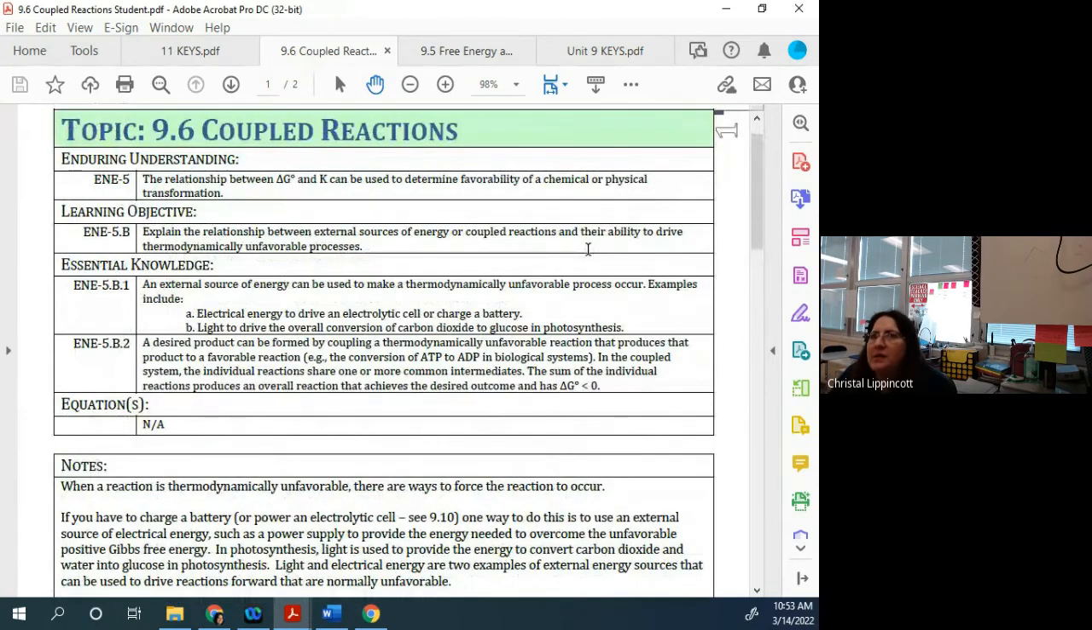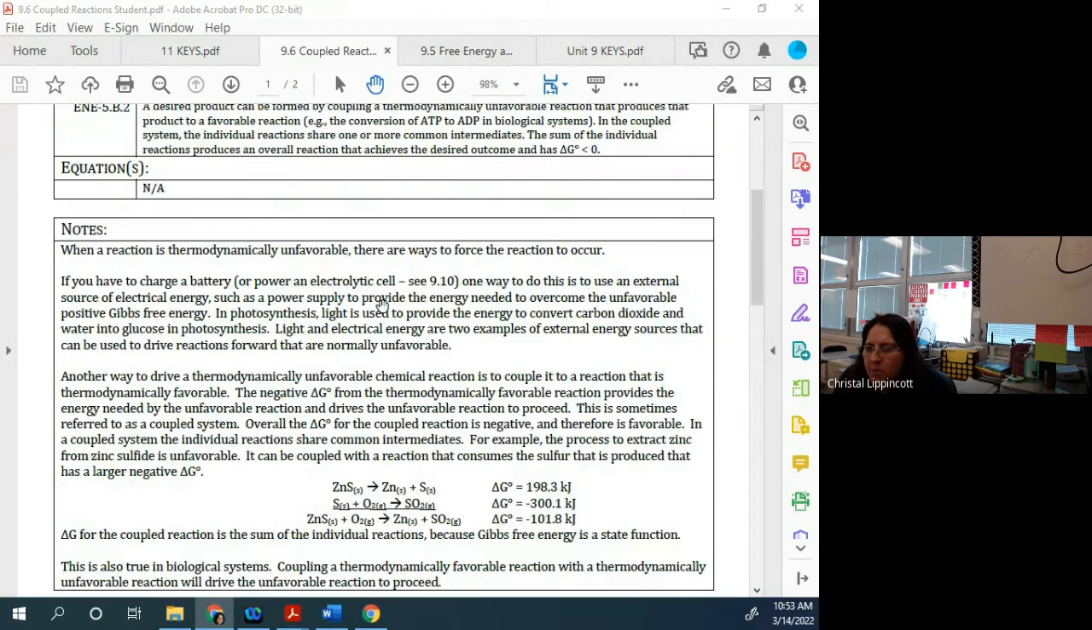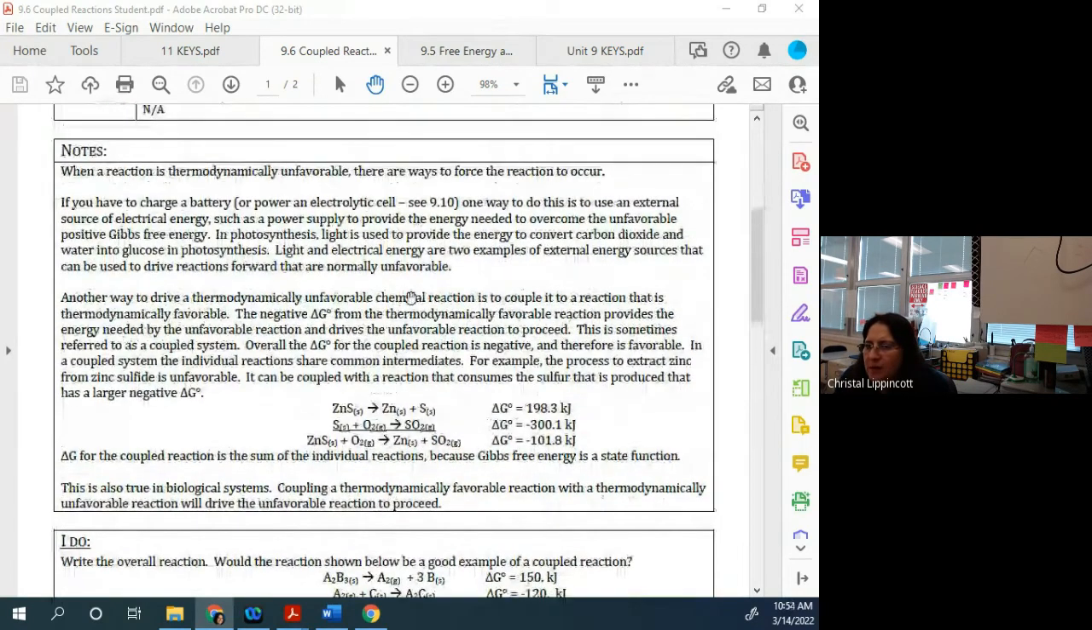So the next topic that we are going to discuss is coupled reactions. Coupled reactions are one of the ways that you can get certain reactions to run when ordinarily they wouldn't.